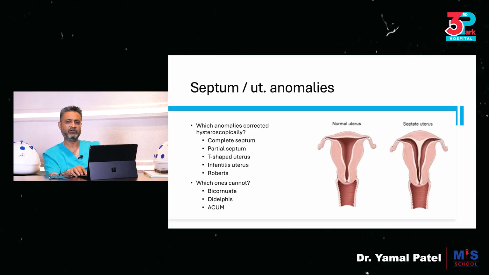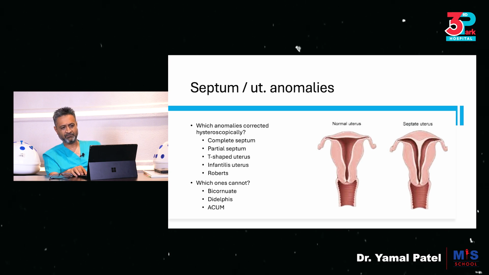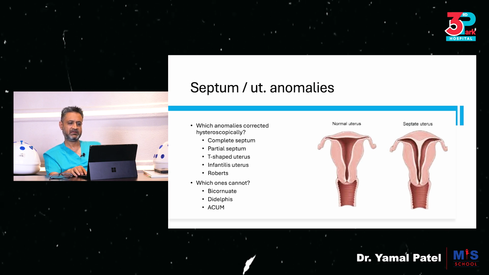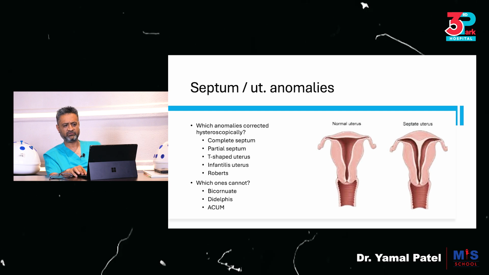Now let's discuss septum or uterine anomalies. Which anomalies are usually corrected hysteroscopically? I would say I have corrected complete septum, partial septum, a T-shaped uterus by doing a lateral metroplasty, an infantilis uterus or a Roberts uterus.